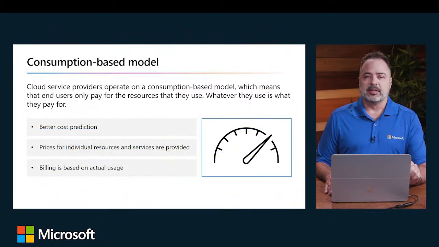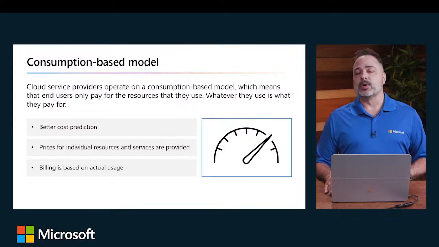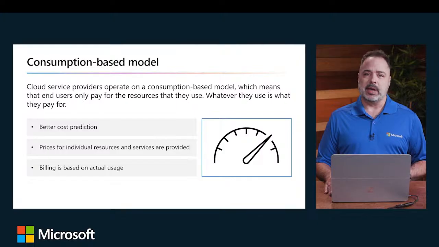The consumption-based model offers numerous benefits, the number one being no upfront costs. This means organizations do not need to make significant initial investments in infrastructure. Instead, they can allocate their financial resources more effectively. Additionally, there's no need to purchase or manage costly infrastructure that may or may not be used to its fullest. This eliminates the risk of over-provisioning and underutilization, ensuring that resources are used efficiently.